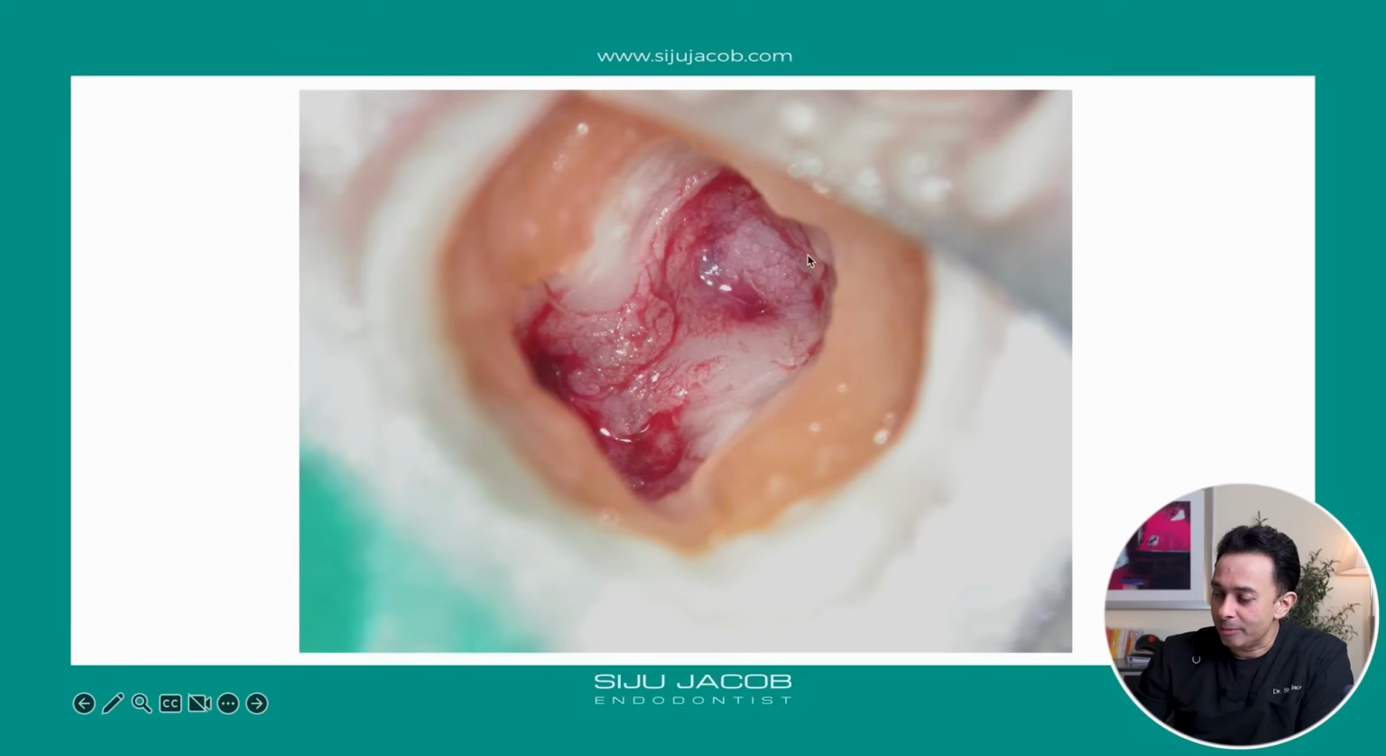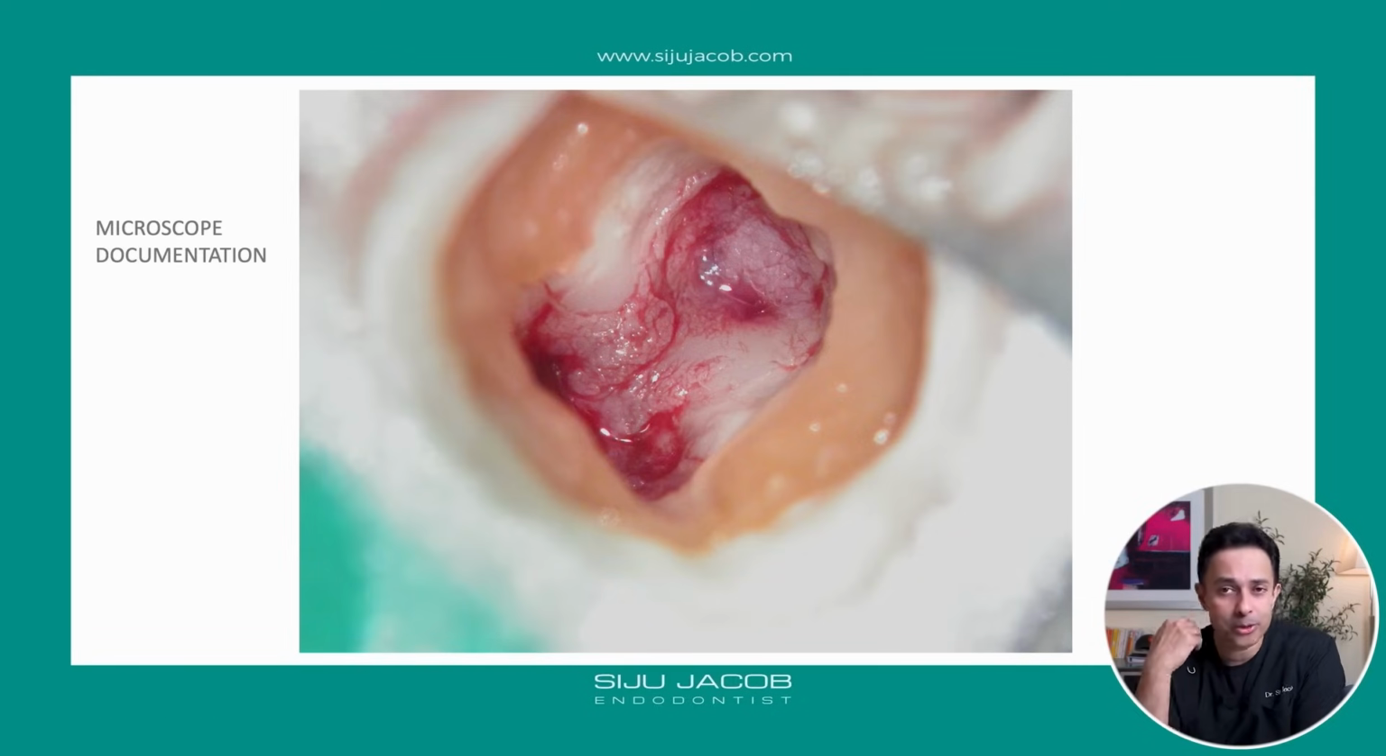So that's the radicular pulp. You can see here pulp which is quite vascular, but not inflamed badly. By the way, these pictures are all taken through microscopes. So in case you're wondering, this kind of documentation is something that every one of you can do in your own clinic.